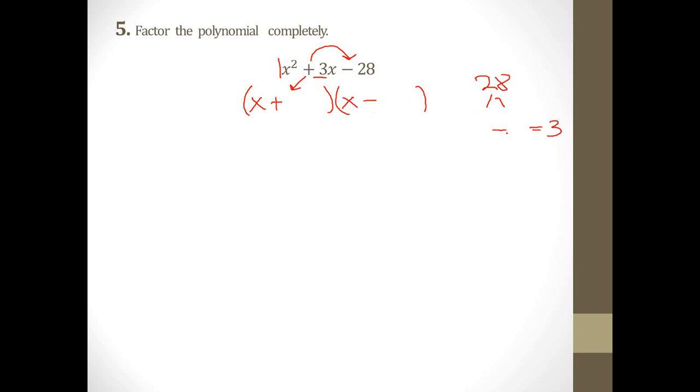So which factors of 28 would subtract to give me 3? The only factors that come into my mind is 7 and 4. 7 times 4 is 28, and 7 minus 4 is 3. Larger number first, smaller number second. Okay, so checking. This is all I can factor, so this should be my final answer. And if you look in your packet, this is answer choice C.